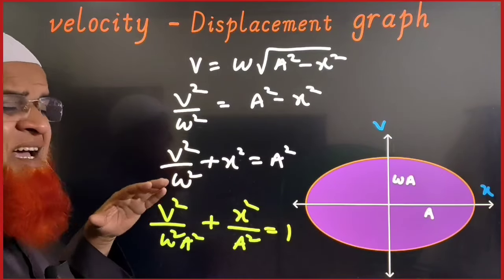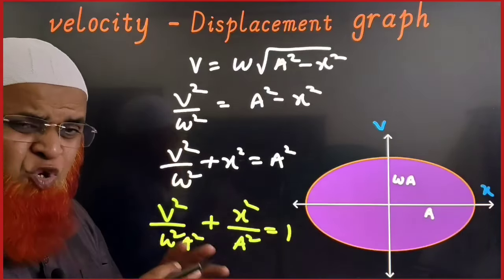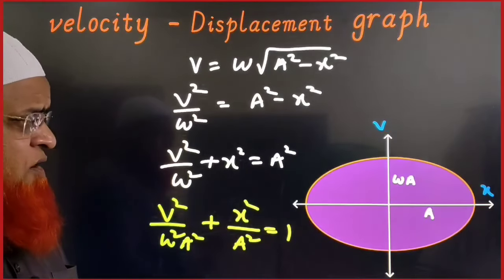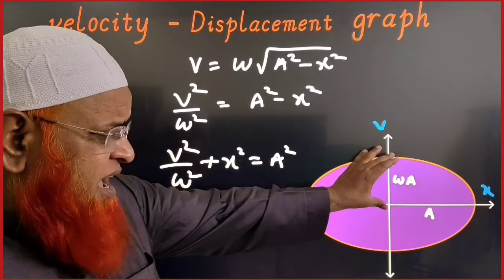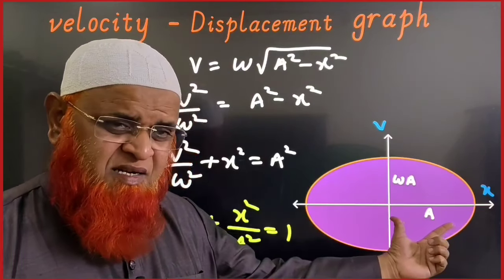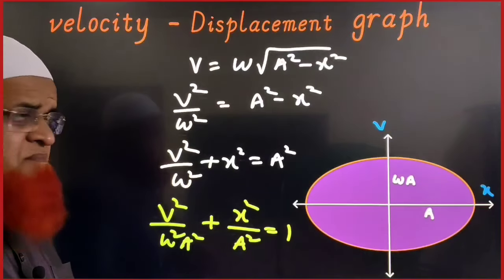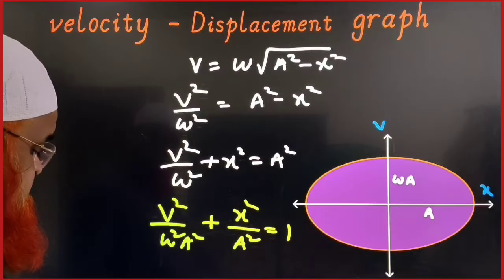So from this, it is understood that the displacement velocity graph is showing an ellipse, where along the y-axis omega a is present, and along the x-axis amplitude is present. So this is going to show the ellipse equation. That's it. Thank you very much.